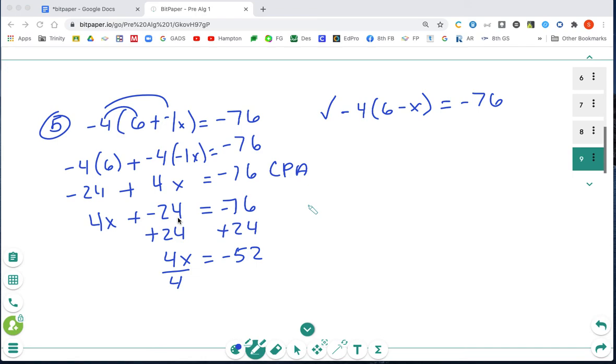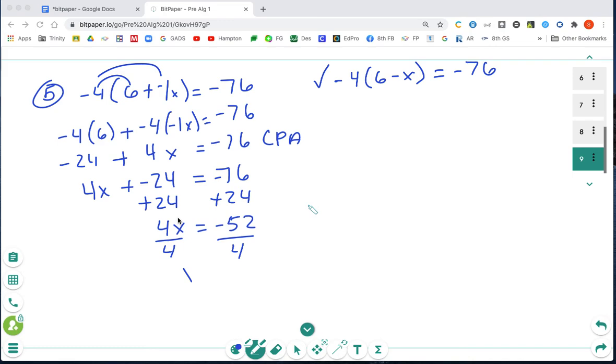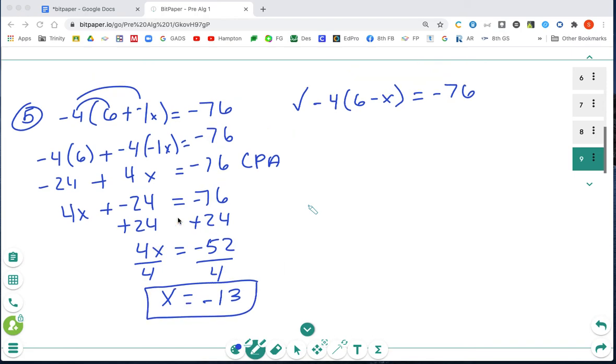I'm multiplying by 4, so the opposite is dividing by 4. X is equal to negative 13. I'm going to check it. Negative 4 times 6 minus negative 13. Notice that I can see the difference between the minus sign and the negative sign. Now that I've substituted in my value, I'm going to do keep, change, change.